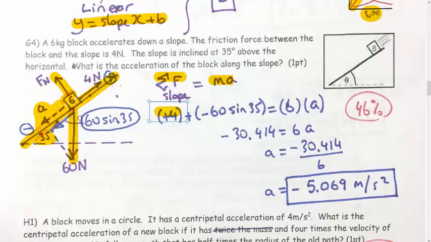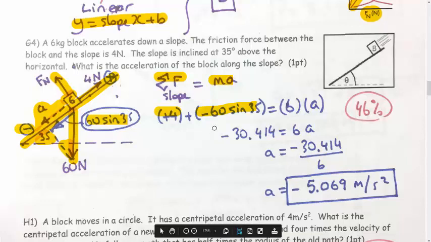I have a component of my weight down the slope. And what is that component? If this angle in the corner here is 35, I know this angle at the bottom here is 35. I can actually see it's the smaller angle. And I know that I have the hypotenuse and I want the component which is the opposite for this triangle. And so I say this is 60 sine 35. So I have plus 4 and I have minus 60 sine 35 because it's in a negative direction. And that equals my mass, which is 6 times my acceleration.